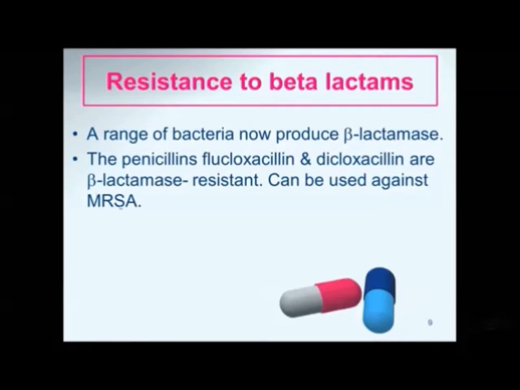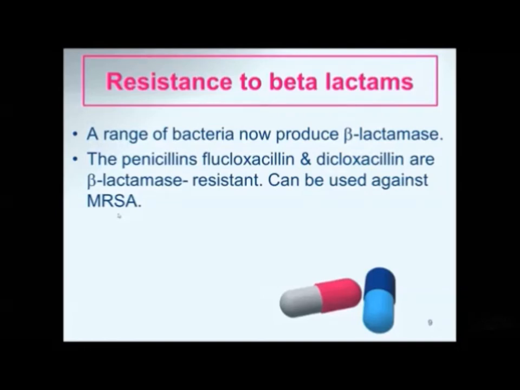MRSA here stands for methicillin-resistant Staphylococcus aureus. Staph aureus is a bacteria that is commonly found on the skin, but in surgical wounds or other types of wounds, particularly in a hospital environment, those bacteria can invade and cause really nasty infections. There are now many strains of drug-resistant Staphylococcus aureus, and MRSA, methicillin-resistant Staphylococcus aureus, essentially means that there is only one drug left that these bacteria may be sensitive to. Flucloxacillin and dicloxacillin may still be active against MRSA, which is good.